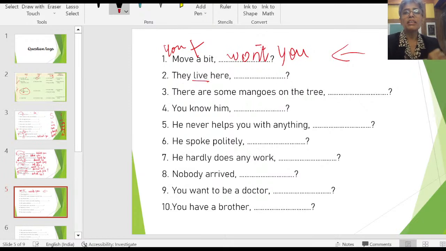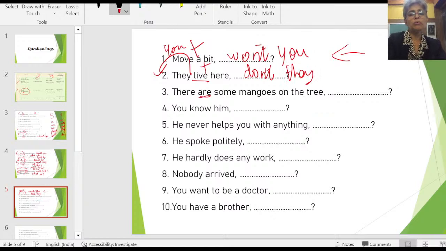Okay, they live here. So live, my dear friends, is again a simple present tense. So we have it in the present form, and we have the simple present tense over here. So let's convert it into do plus not, don't, and take it before they. So we have don't they. This is very easy. The moment you see an are, you just have to take the are before the subject. There are some mangoes, and convert the positive to negative. Aren't they?